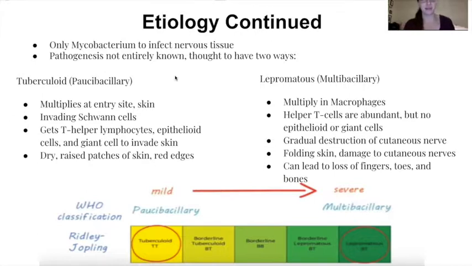In tuberculoid, it multiplies at the entry site, which is most likely the skin or a cut on the skin. It invades Schwann cells and gets helper T cells, epithelioid cells, and giant cells to help it invade the skin. It manifests in dry, raised patches of the skin with red edges. In lepromatous, it multiplies in macrophages, which also get helper T cells to help, but there are no epithelioid or giant cells. It gradually destroys the cutaneous nerves, causing nerve damage and folding skin, and it can lead to the loss of fingers, toes, and other appendages.